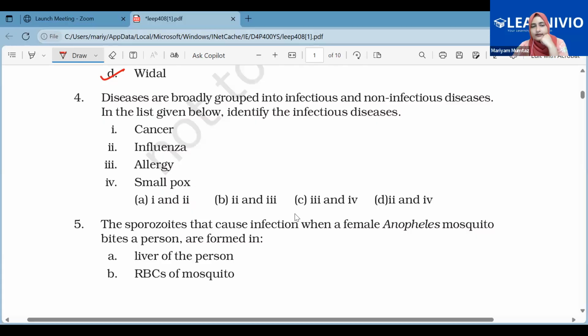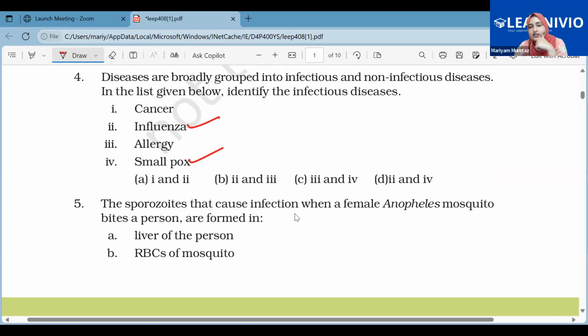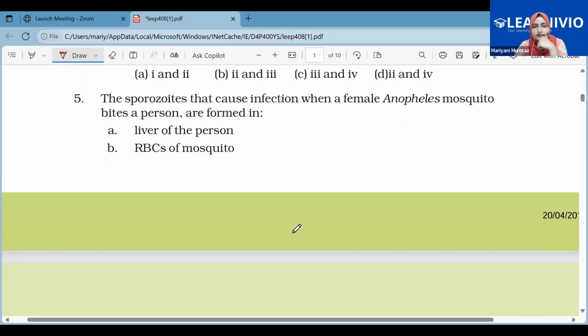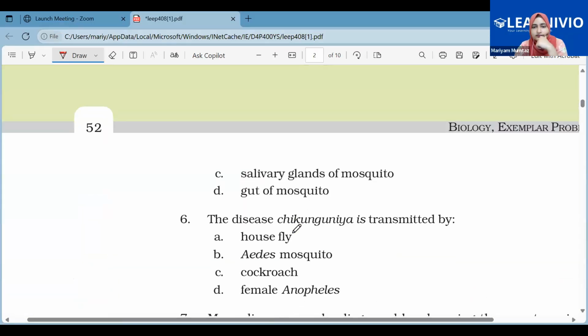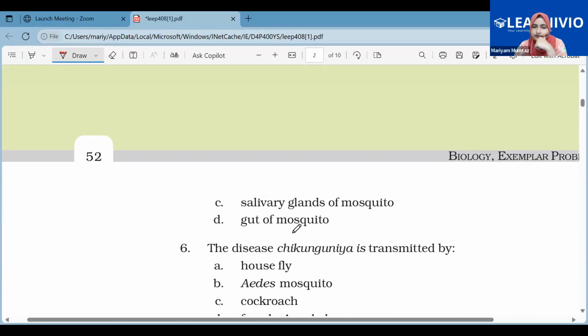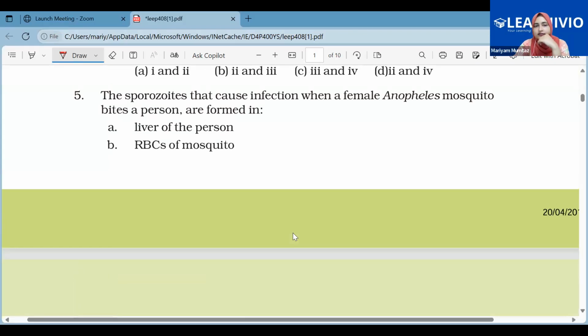Fourth one is D again. Which one? D. Correct. Influenza and smallpox. Sporozoites that cause the infection when a female Anopheles mosquito bites a person are formed in. I put C. Wait, no, they're not formed in the salivary glands. They are present in the salivary glands. They are formed in the gut of the insect.